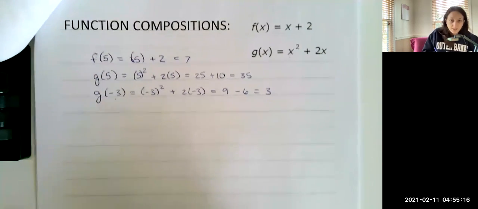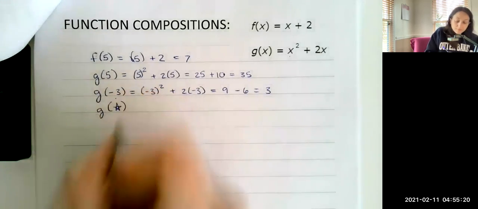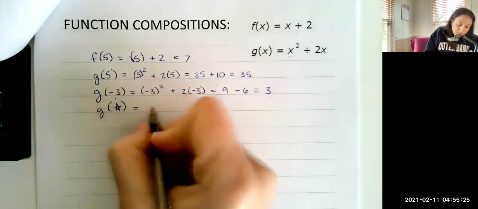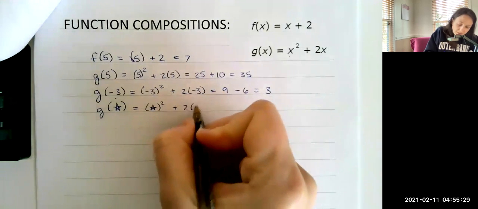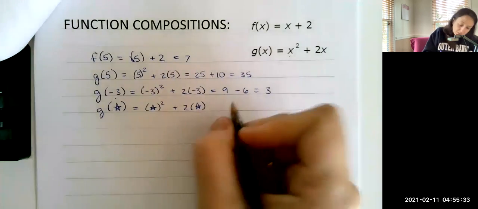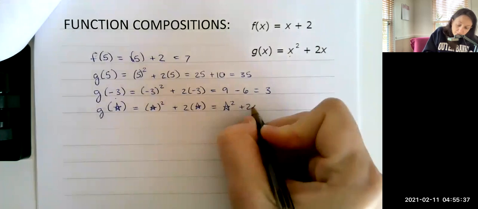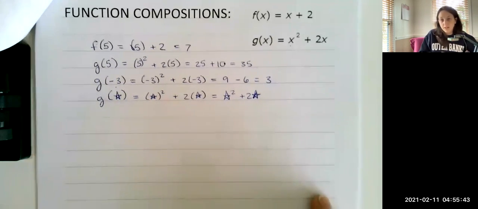All right, so now I'm going to change it up. I'm going to do G of a star. All right, so just a symbol of a star. Star squared plus 2 times star. Wherever that X is, it got replaced with a star. Hopefully you're following along with me right now. I'm totally fine if you're not writing this down, if you're just watching, because I'm building you up to what actual composition is going to look like.